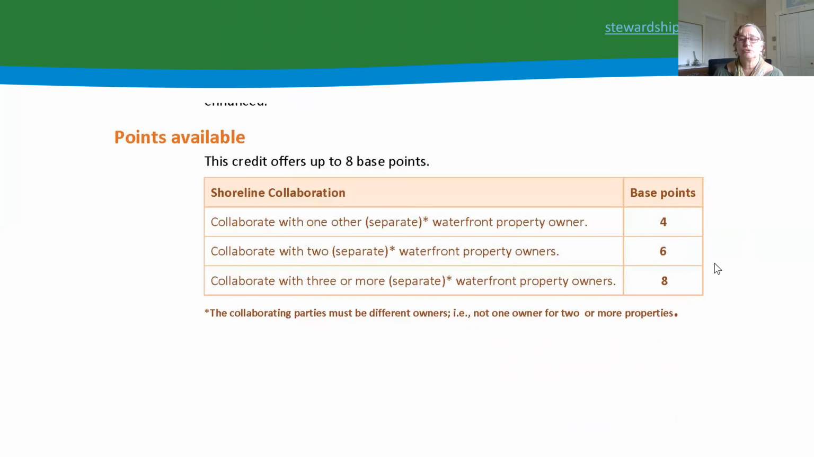And then finally, for shoreline stewardship, you can see here that we all know that cumulative impact, if we can have a restoration along a greater amount of shore, then that's a better thing. So if you can collaborate with 1, 2, or 3 separate waterfront property owners, you get increasingly more points.